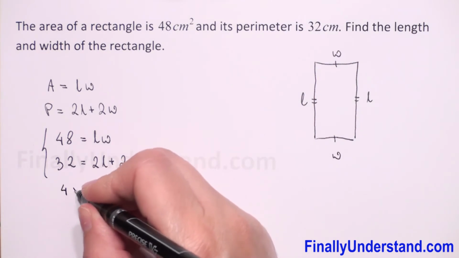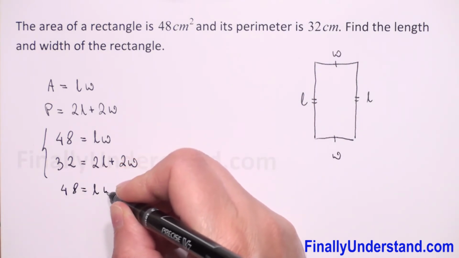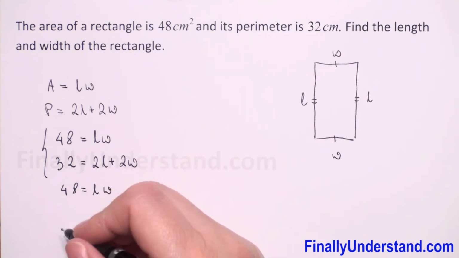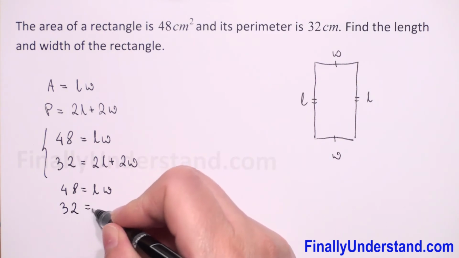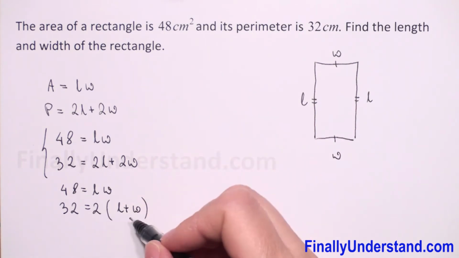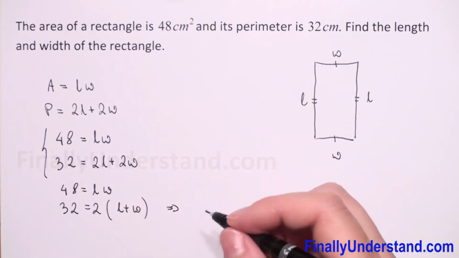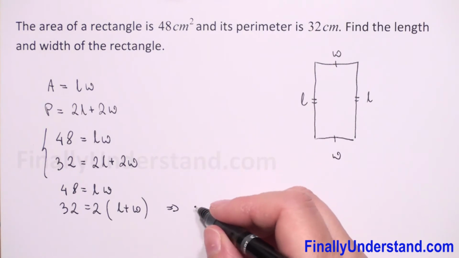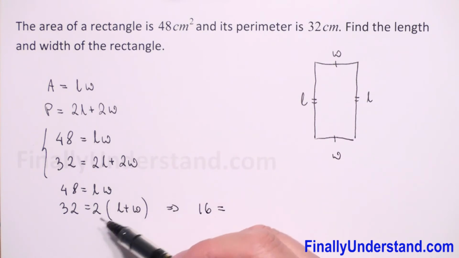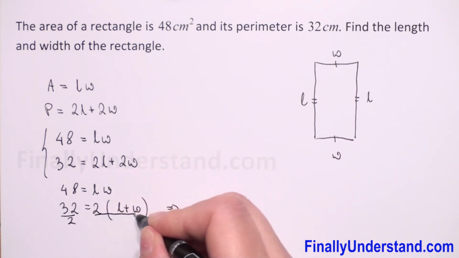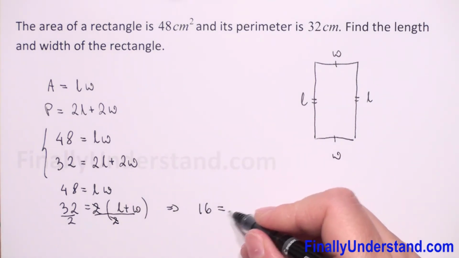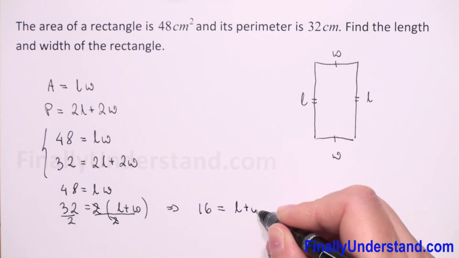We have 48 equals L times W, and in the second equation we can factorize 2 on the right side. So we have 32 is equal to 2 times (L plus W). Now we can divide in the second equation both sides by 2. So we will have 32 divided by 2 is 16. And on the right side, 2 and 2 will reduce. And we have that 16 is equal L plus W.